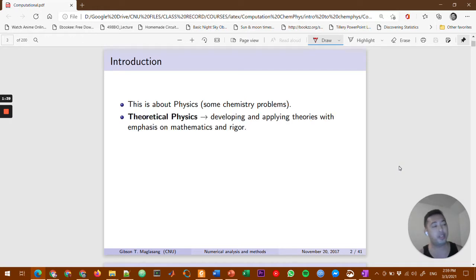So before, ang physics yun actually is categorized or classified or grouped so to speak into two distinct fields. So we have the theoretical physics, which is focused on developing and applying theories with emphasis on mathematics and rigor. So we have theoretical physicists or mathematical physicists. The likes of Einstein, he is a theoretical physicist. Richard Feynman, Paul Dirac, those are one of my heroes, mga idols sa physics.